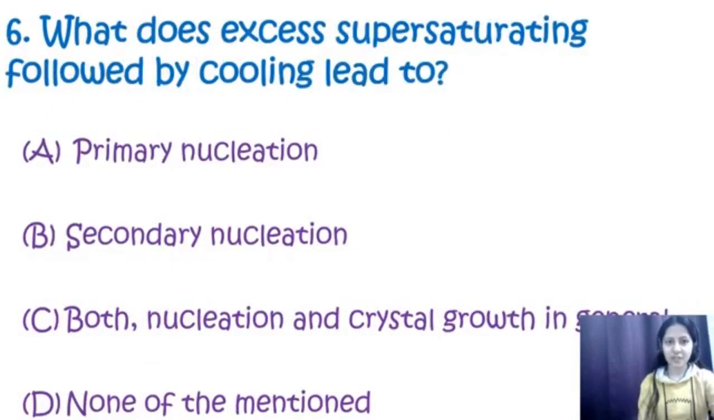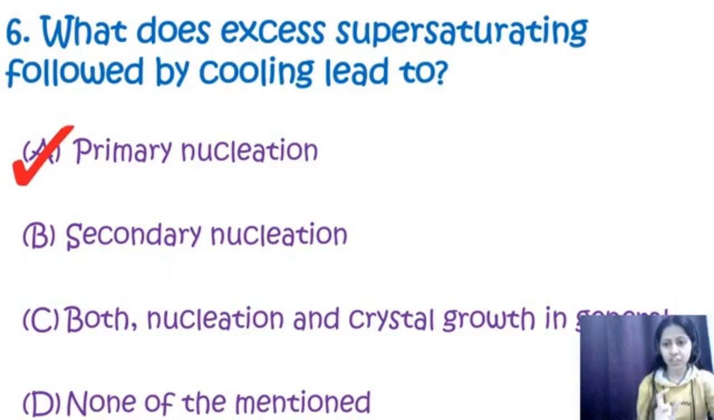Number 6. What does excess supersaturation followed by cooling lead to? A. Primary nucleation, B. Secondary nucleation, C. Both nucleation and crystal growth in general, and D. None of the mentioned. So the correct option will be option number A, that is primary nucleation. So what exactly this excess supersaturation, it is followed by the cooling, it leads to primary nucleation.